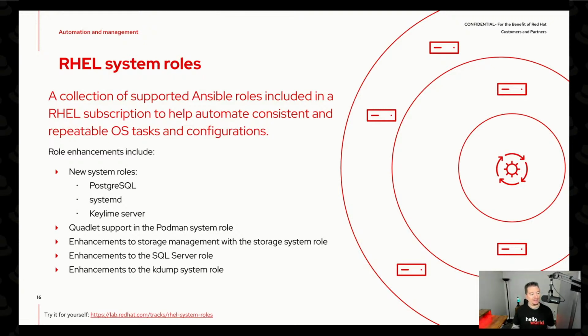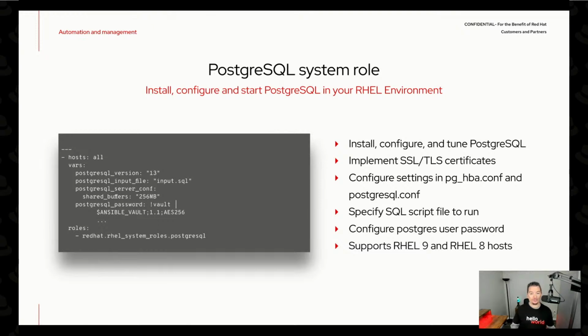And also a lot of enhancements to, say, the storage management role, the SQL Server role, KDump, and Podman. Now, I mentioned that it's like a 6 to 8 line Ansible playbook that you just run either on local systems or at scale. Look how easy this is. This is our brand new PostgreSQL system role, which basically means you can run this playbook and within minutes have an up and running PostgreSQL system ready to go, ready for you to import your tables or to associate a new database with an application.